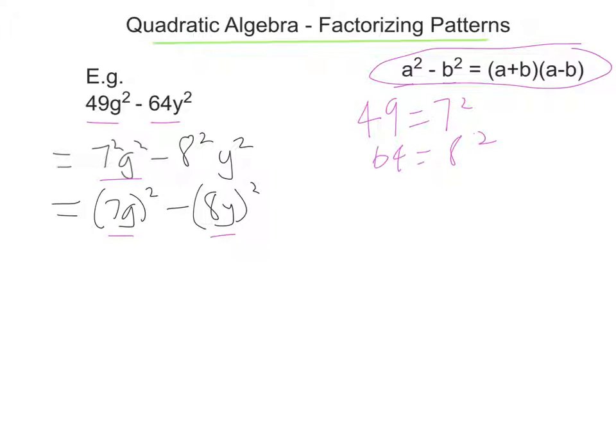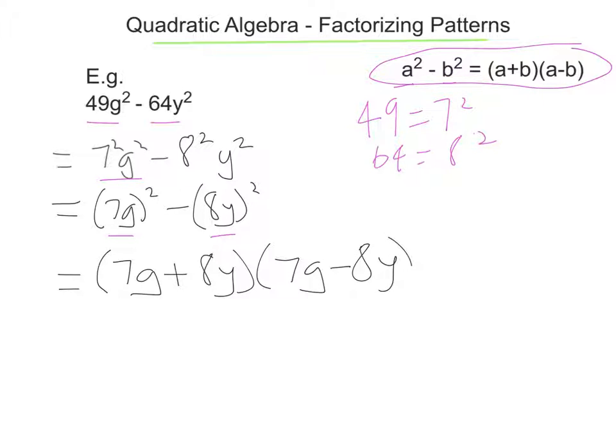So A is going to be 7g and B is going to be 8y. Now the rule is that something squared minus something squared, or A squared minus B squared, becomes A plus B and A minus B. So I'm going to put the A term, which is 7g, plus the B term, which is 8y, and multiply that by 7g minus 8y.